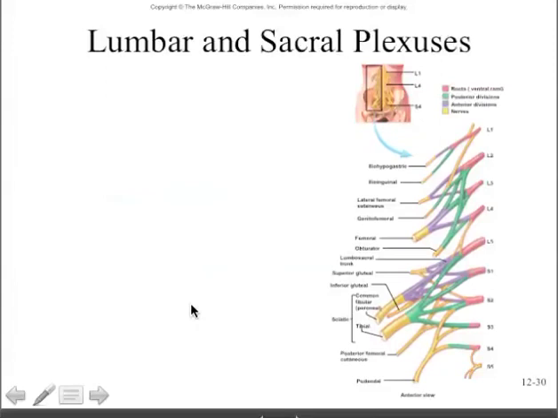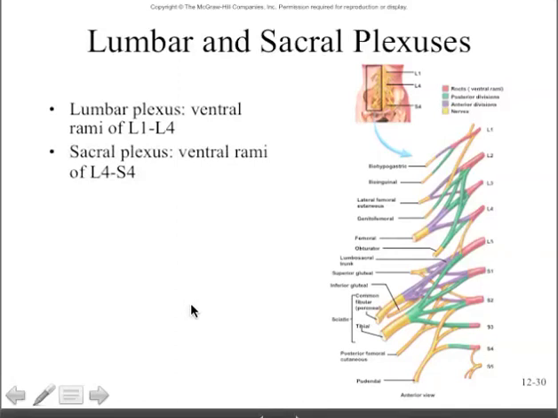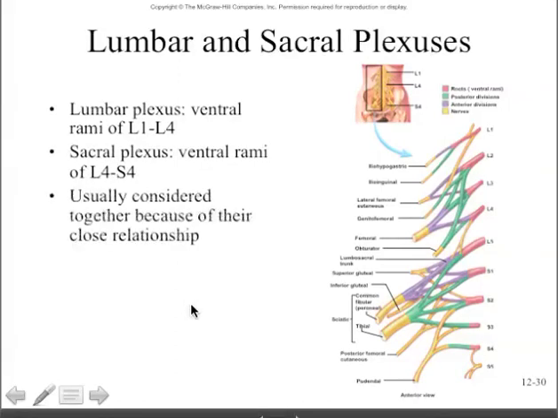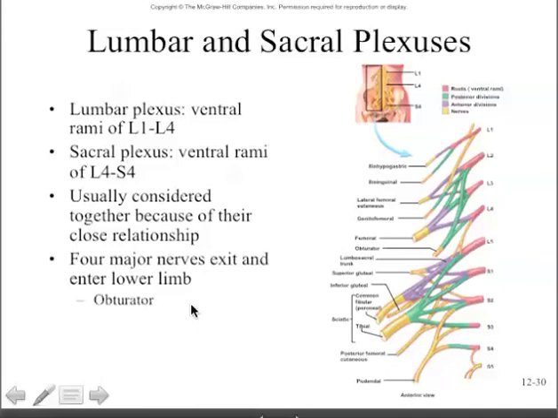Other plexuses include the lumbar and sacral plexuses. The lumbar plexus contains the ventral rami that run from lumbar 1 through 4. The sacral plexus has ventral rami that run from L4 to S4, and they're considered together because of their relatively close anatomical relationship. There are four major nerves that exit and enter the lower limb, and they include the obturator nerve, the femoral nerve, the tibial nerve, and the common fibular nerve.